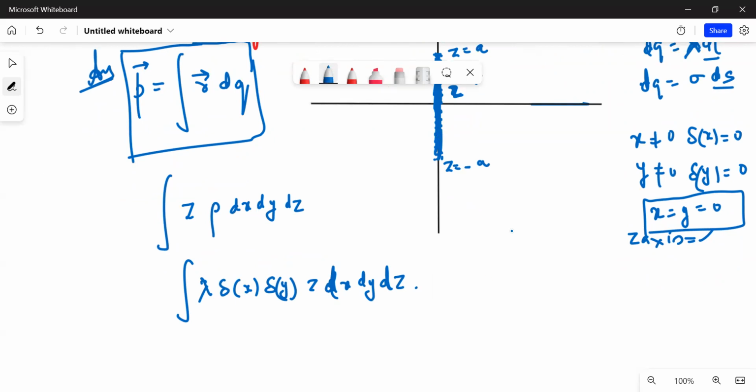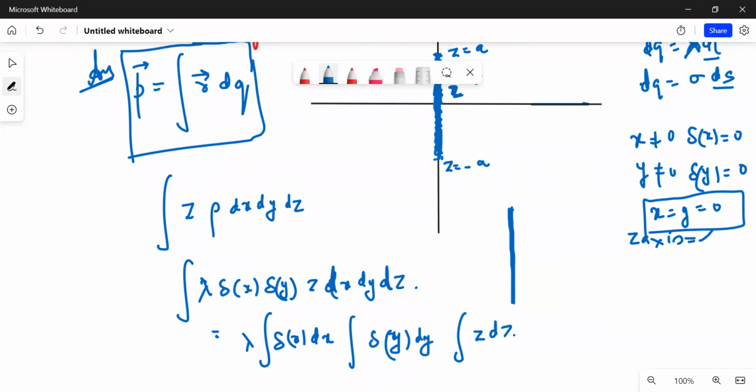Okay, so now you can clearly see that your system is along the z-axis, right? Your system is along the z-axis, so it will be equivalent to writing lambda, integration Dirac x dx, integration Dirac y dy, and I can write integration z dz from minus a to plus a. Is that clear?